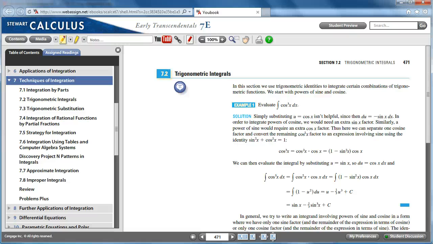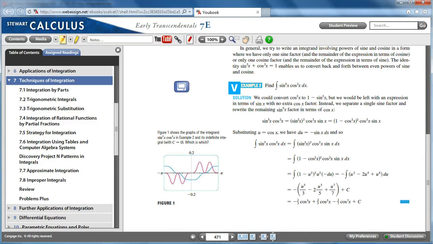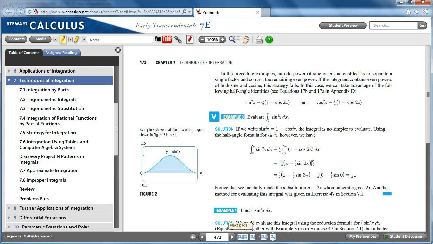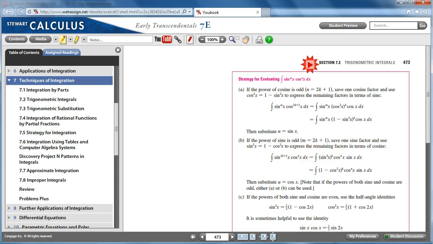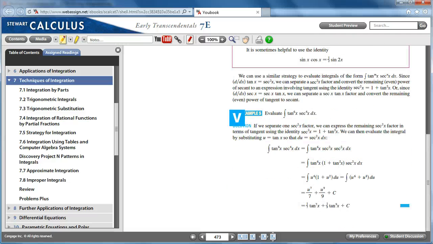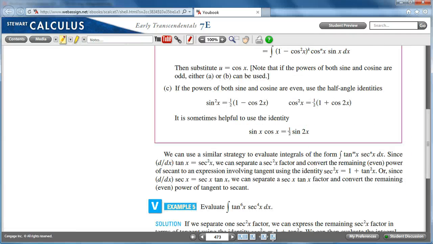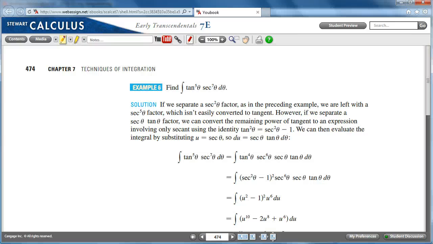Now let's move on to the second part of 7.2. We have been through sine times cosine type of problems. So let's move on to the next topic, secant times tangent type examples. Here it is: tangent to the 6th power times secant to the 4th power. Here's one such example. And the next problem here: tangent to the 5th power times secant to the 7th power.